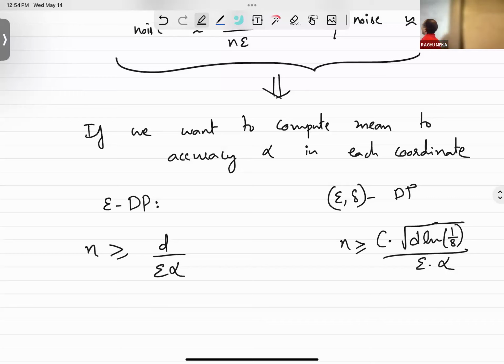And of course, if I don't have any privacy constraint, I can always compute the mean exactly. There's no question about accuracy or privacy. Any questions about the statement?